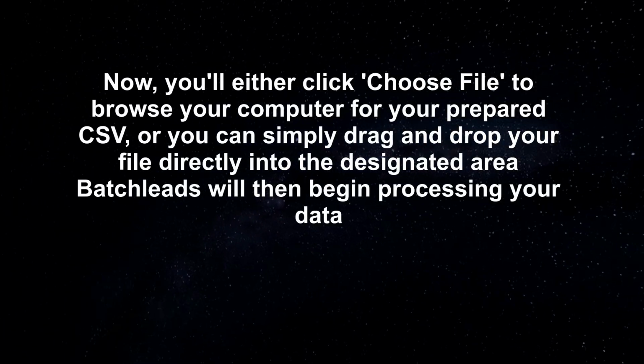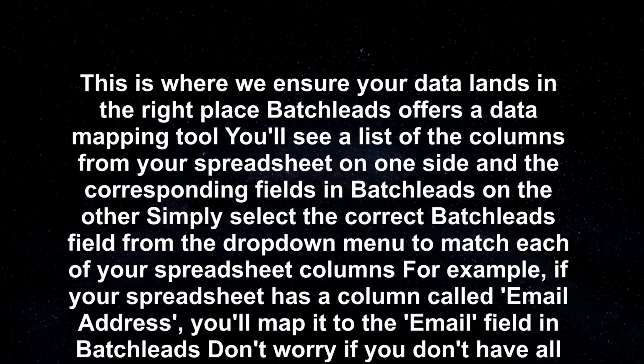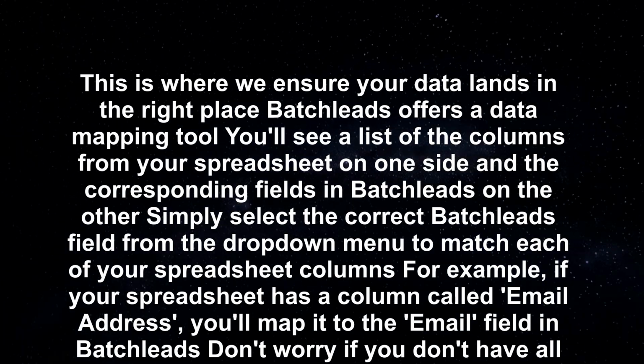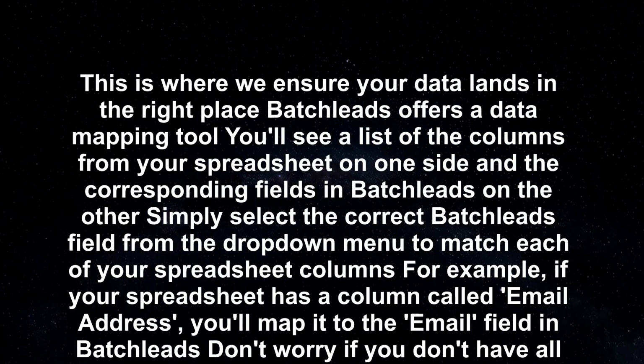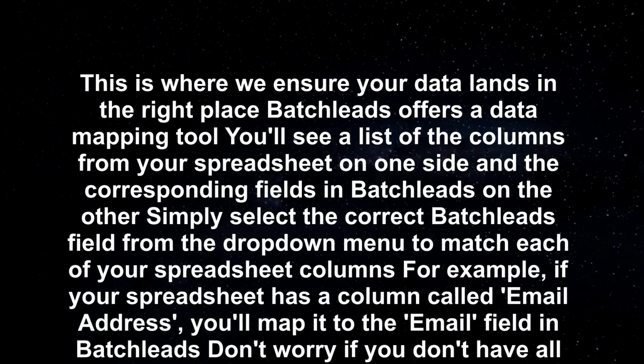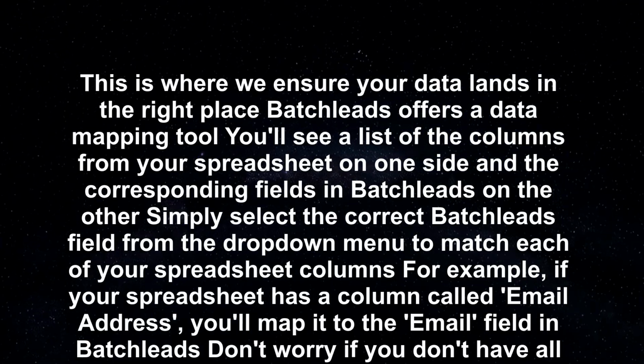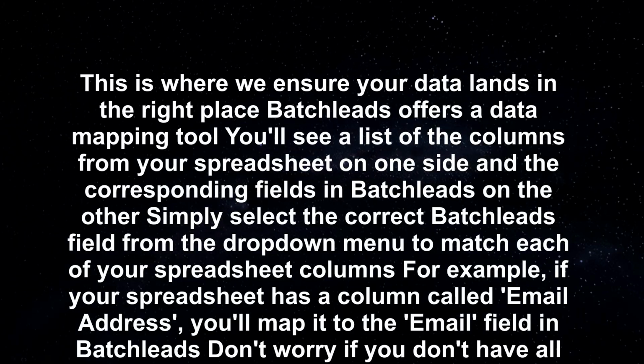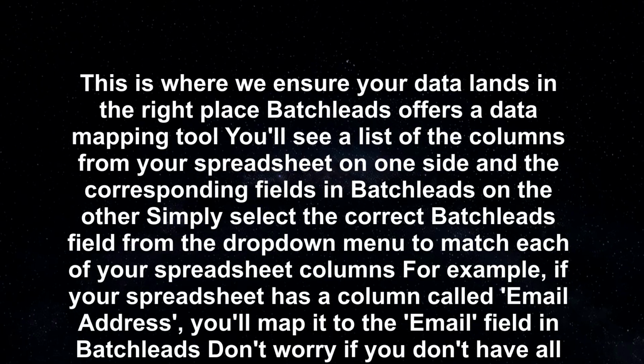Batchleads will then begin processing your data. This is where we ensure your data lands in the right place. Batchleads offers a data mapping tool. You'll see a list of the columns from your spreadsheet on one side and the corresponding fields in Batchleads on the other. Simply select the correct Batchleads field from the drop-down menu to match each of your spreadsheet columns.